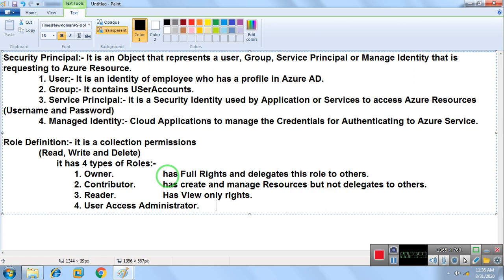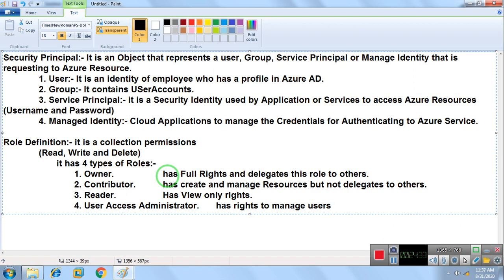And the User Access Administrator has the rights to manage users, and provide permissions to access the resources. So these are the four types of roles we have in role definition.